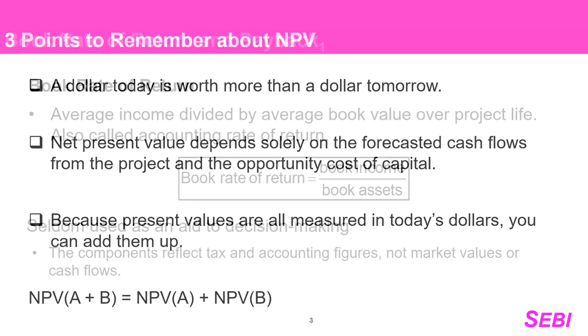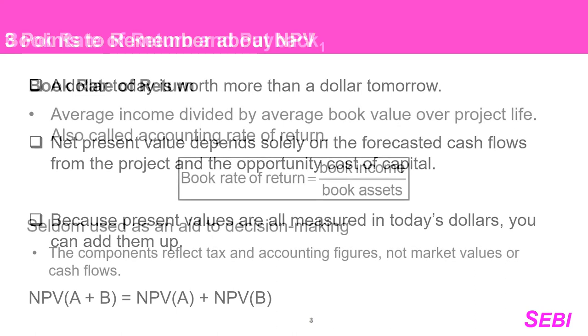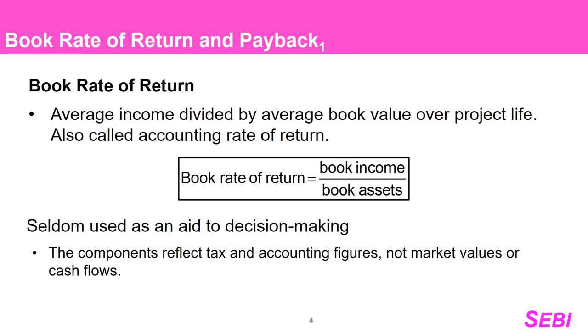Book rate of return and payback. So the book rate of return is the average income divided by the average book value over project life. It is also called the accounting rate of return. And the formula is given as book income upon book assets. Again, that's average book income upon average book assets.